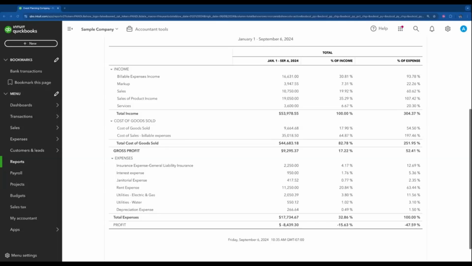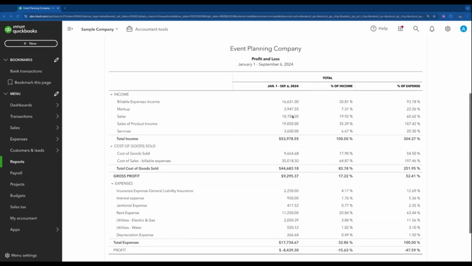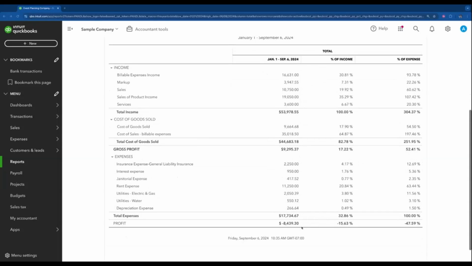The last area that I'm going to look at right now is definitely the net loss. The business ended up losing $8,439.30 so far this year. That's about 15.63% of the total income. This is definitely a concern because this event planning company, they are spending more to run the business. They're spending more than what they're making, essentially.